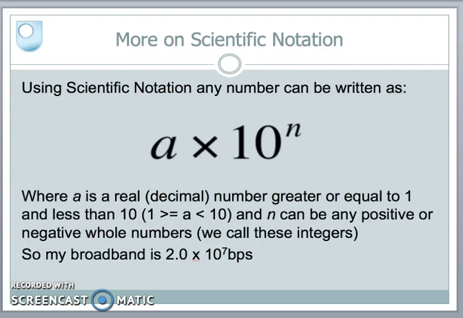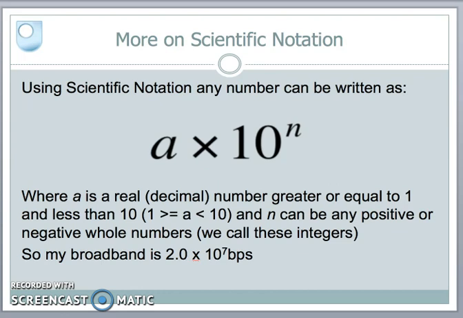Now, going a bit further, I can actually represent any number in this particular form. I can represent it by a real, that is a decimal number, a, times 10 to the power of n, where n is a whole number. Now, a is a decimal number. It can be equal to or greater than 1, but it's got to be less than 10. So it's 9.999 or something like that. It's the biggest we can get.